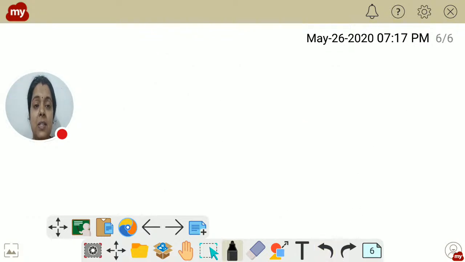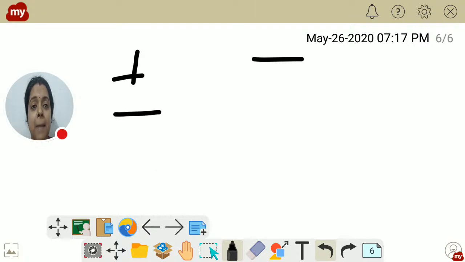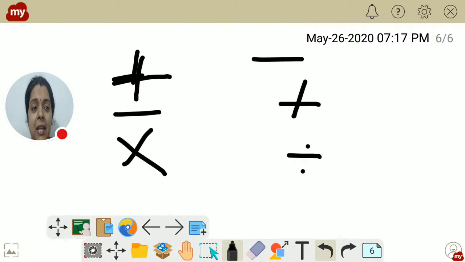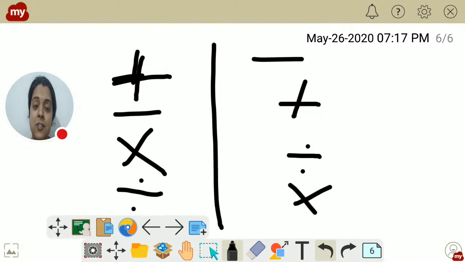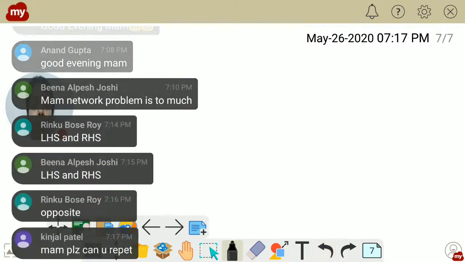What I want to make you understand is that plus will become minus, and minus will become plus, because it is just going opposite to it. Multiply will become divide, and divide will become multiply. So what you find here is totally opposite to it. But before going to start with it, yes, sure, I'll repeat it. Don't worry.